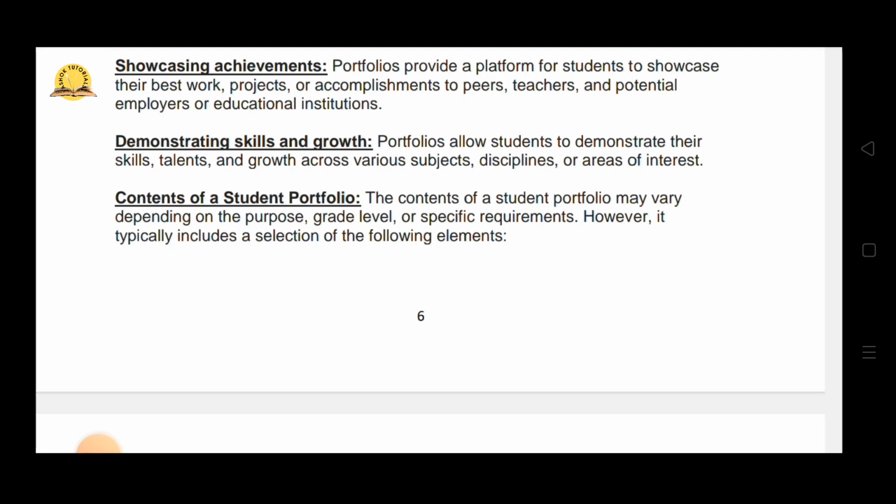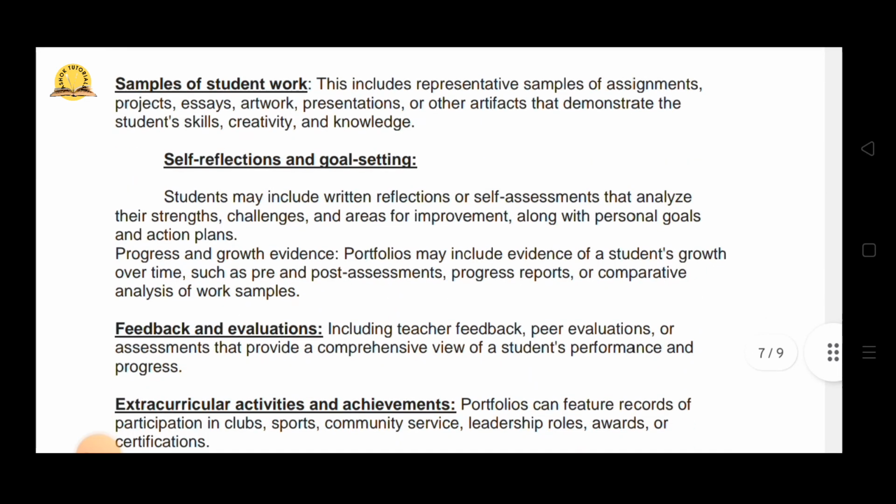Now, content of a student portfolio. What must be the content, what should be there in the student portfolio? Let us see. The content of a student portfolio may vary depending on the purpose, grade level, or specific requirements. So it is saying that the format of the student portfolio can vary for different purposes, for different grades, for specific requirements. It depends on the individual who is preparing that portfolio, for what purpose he is doing so. However, it typically includes a selection of the following elements. So there are certain elements which will generally be included in a student portfolio.